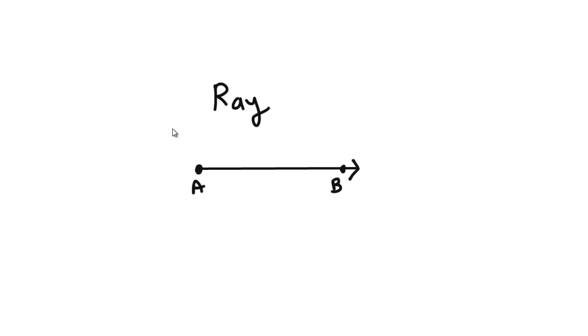Here's an example of a ray. Similar to a line segment, a ray is also part of a line. It consists of one endpoint, which I label A, and the set of all of the other points to the right of A, or to one side. And to label this ray, we can label it as AB with a ray symbol right on top of it.